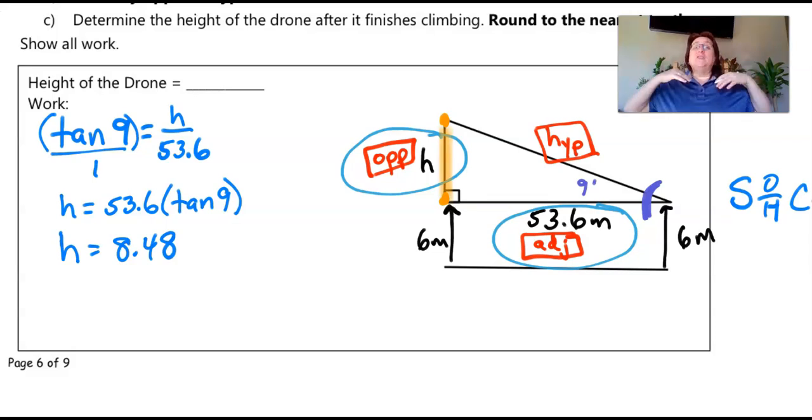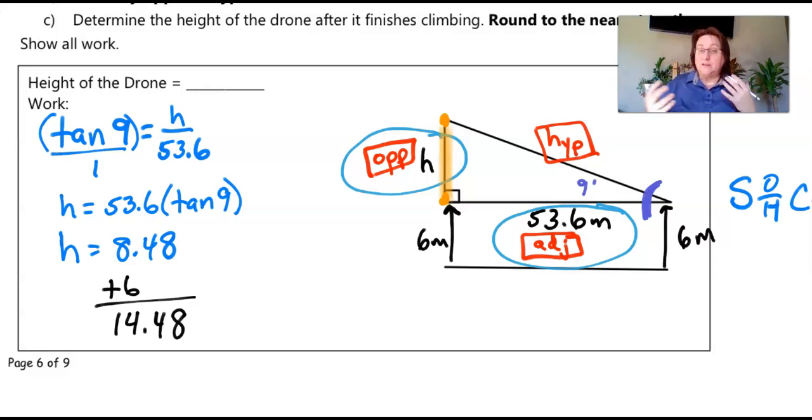But to find the total height of the drone, it was already 6 meters above the earth, wasn't it? So in order to find the total height of the drone, we have to add the 6 meters that we started with. So that means that the total height of the drone is 14.48 meters. Now, is that our final answer?